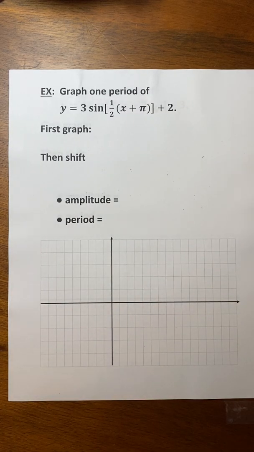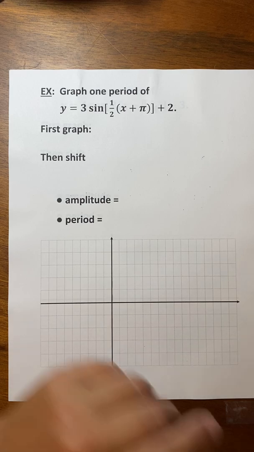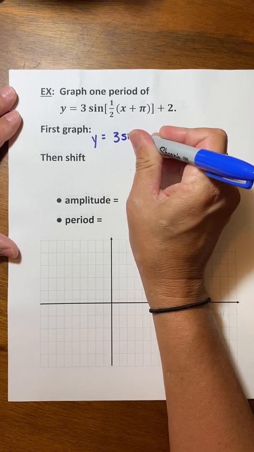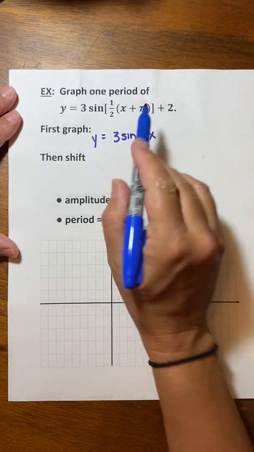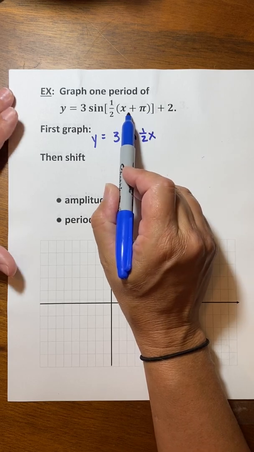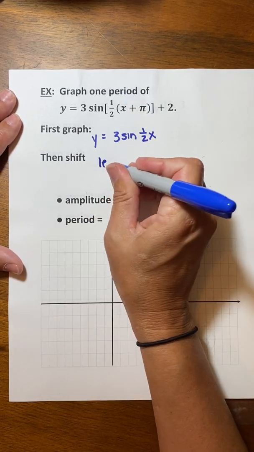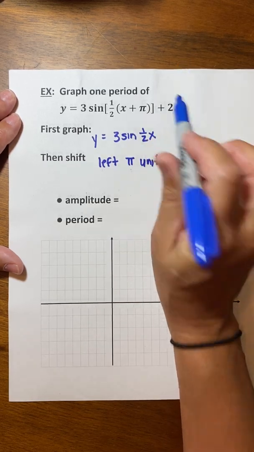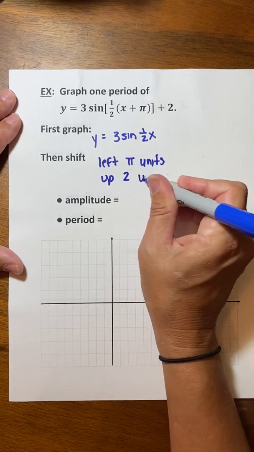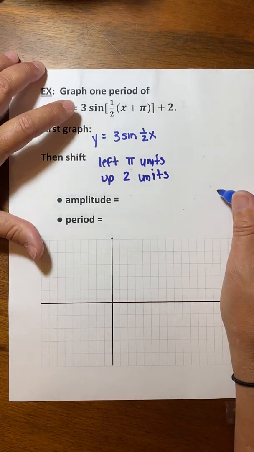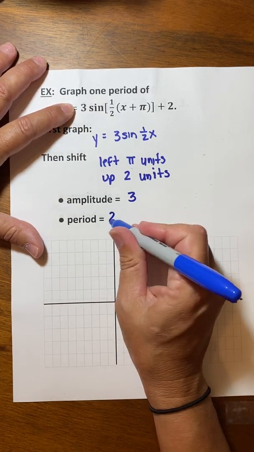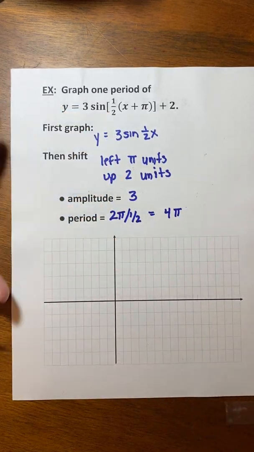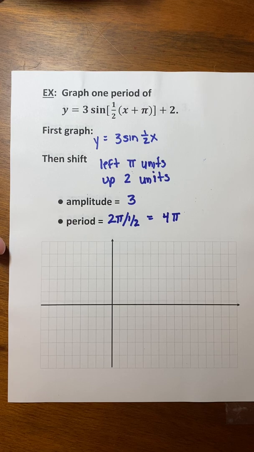Let's graph y equals 3 sine (1/2 x plus pi) plus 2. Right, so first we're going to graph y equals 3 sine 1/2 x. And then we're going to shift. Well, remember, if it's plus inside the parentheses with the x, we're going to shift left pi units. And if it's positive outside the parentheses, we're going to shift it up that quantity, up 2 units. Okay. The amplitude is 3, and the period is 2 pi over 1/2, which is 4 pi. Remember, dividing by a fraction is equivalent to multiplying by the reciprocal.